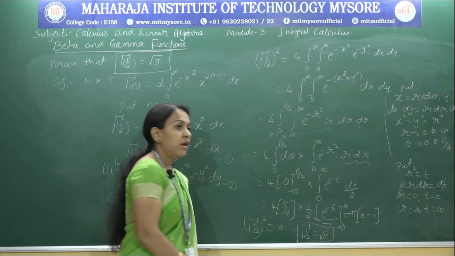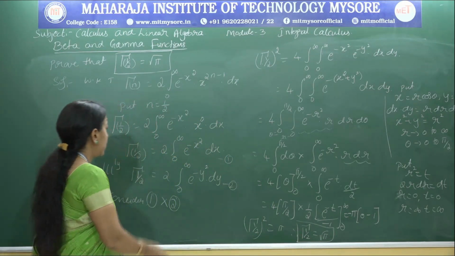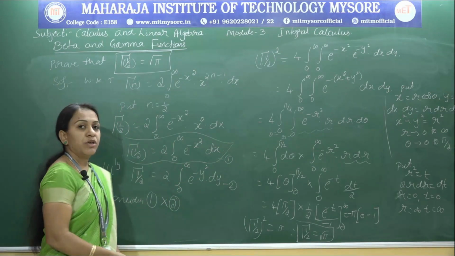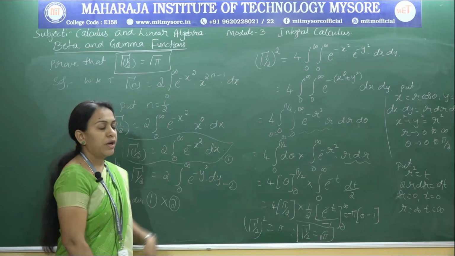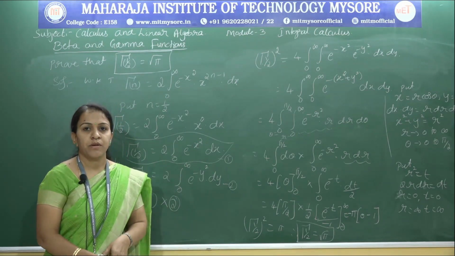So remember the result, gamma half is root pi, and one more result, that is this one: whenever we have integral e power minus x square dx, that can be replaced by root pi by 2. Okay.